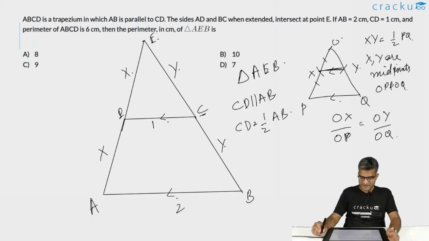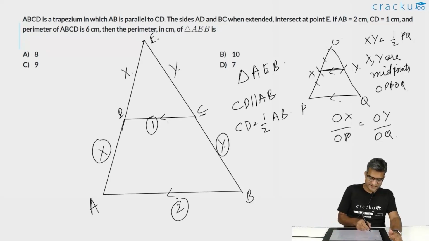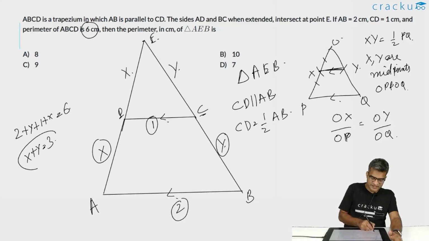We are given the perimeter of the trapezium ABCD. The perimeter of the trapezium ABCD is 2 plus Y plus 1 plus X. 2 plus Y plus 1 plus X is given to be 6 centimeters. So the value of X plus Y is equal to 3 centimeters.